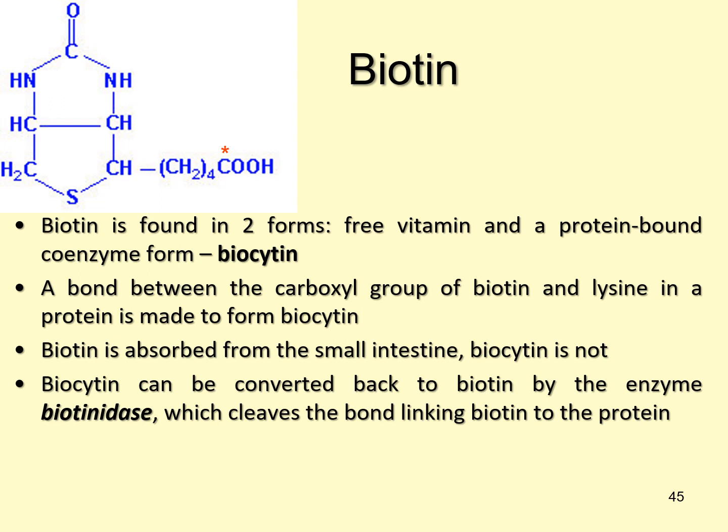When it comes to biotin, it is found in two forms: free vitamin and the protein-bound coenzyme form, biocytin. A bond between the carboxyl group of biotin and the amino acid lysine in the protein is made to form biocytin. Biotin is absorbed from the small intestine; biocytin is not. Biocytin can be converted back to biotin by the enzyme biotinidase, which cleaves the bond linking biotin to the protein.